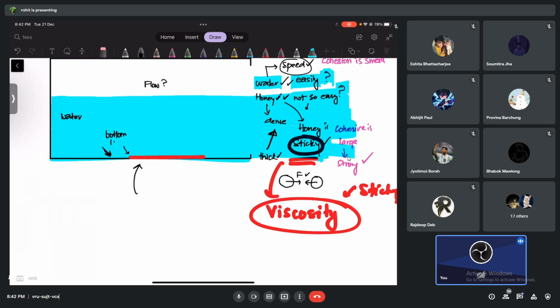This bottommost layer of water, let me tell you, can be imagined to be at rest. Does it make sense? Did you understand what I said? Though our liquid or water is moving to the right, if I go from the top to bottom, let me tell you the speed of all these layers that I'm trying to represent here.